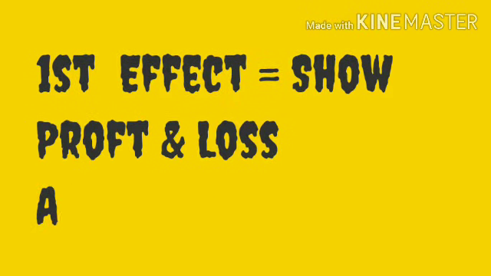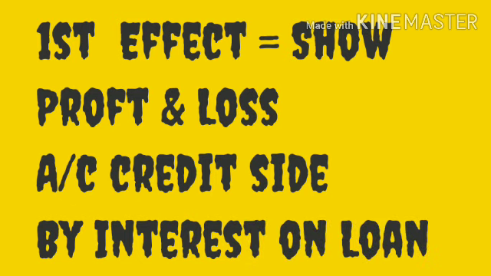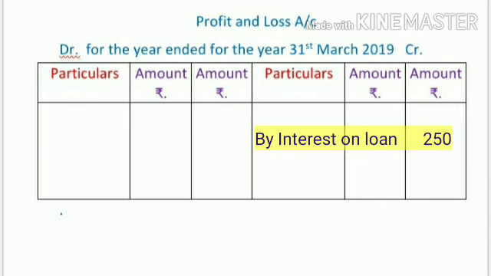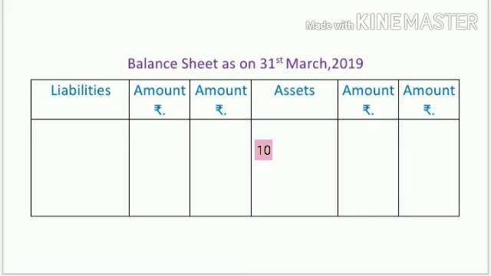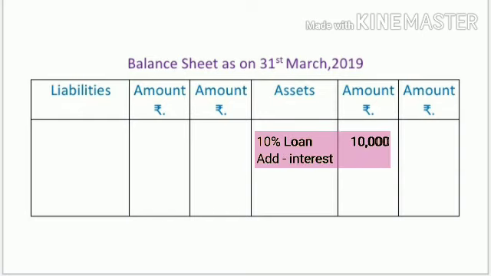First effect of this adjustment is show on debit side of the profit and loss account, interest on loan rupees 250. And second effect of this adjustment, add to 10% loan in balance sheet. Here in balance sheet, 10% loan 10,000 plus interest 250, 10,250 in outer column of the balance sheet.